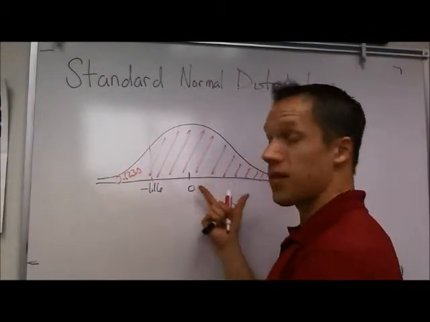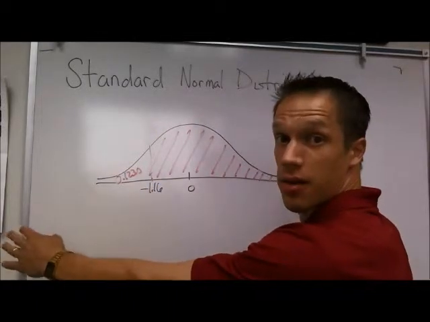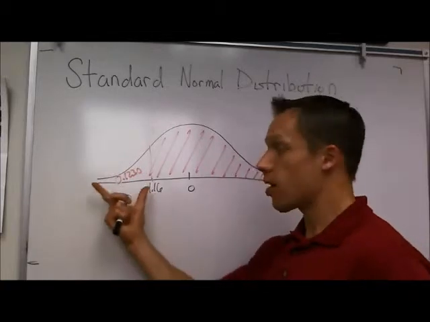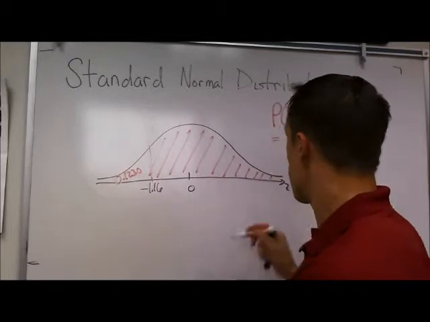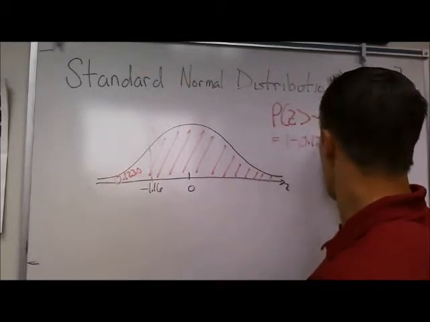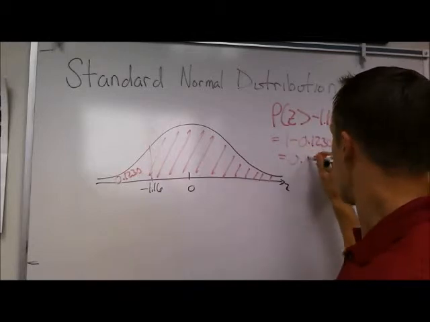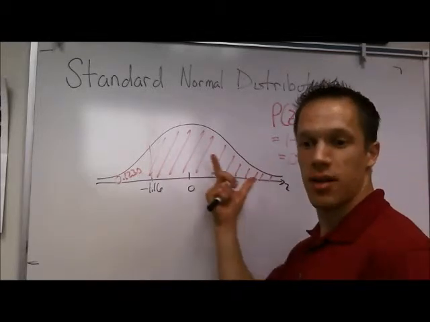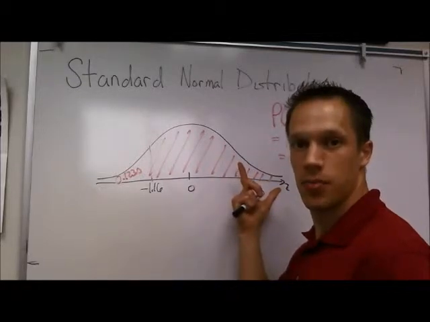In order to find the amount of area that I've shaded over here, I have to start with the entire area of the curve, which is 1, and then subtract off that part that's to the left of negative 1.16. So let me subtract off the 0.1230, and when I subtract, what I have is 0.8770, and that represents the area that I've got shaded to the right of negative 1.16.